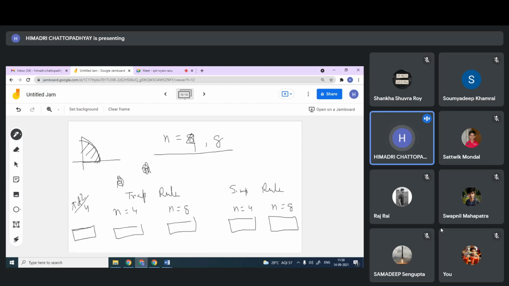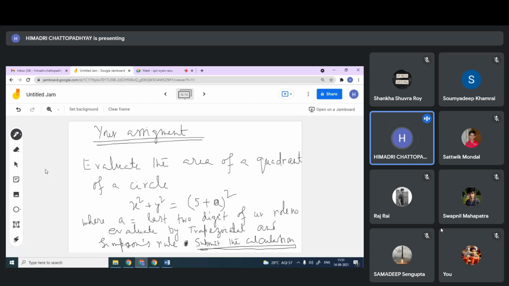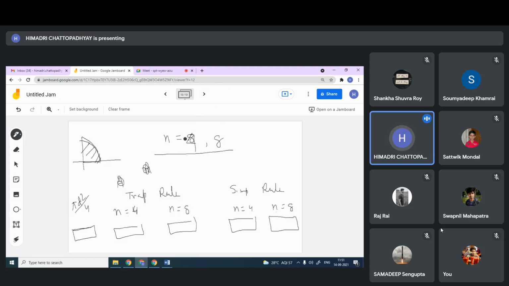So I want to see the hand calculation. Computer comes later. First you have to do good hand calculation and get a feeling for what type of value we get. If I change the number of points, what type of accuracy gain is there? This is a very small calculation, but four calculations, of the circle x square plus y square is equal to a square, of one quadrant.